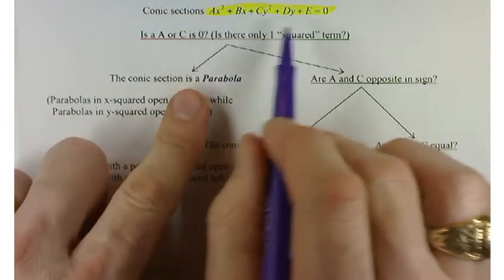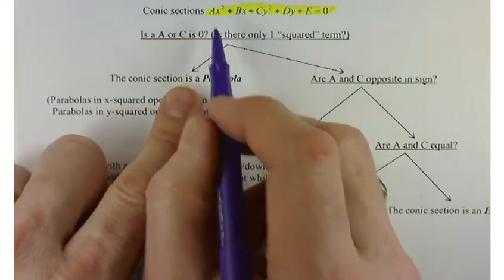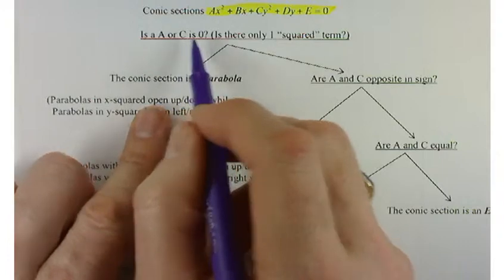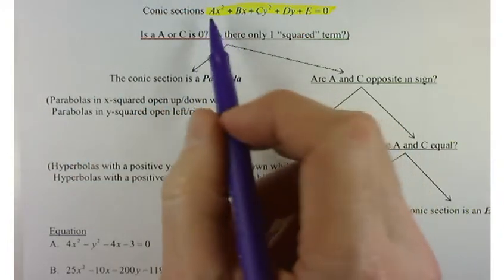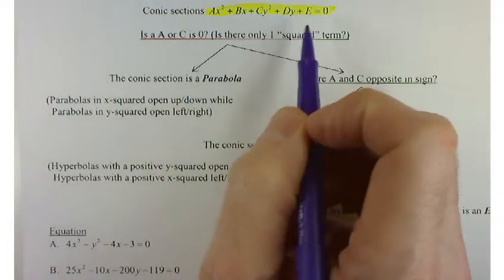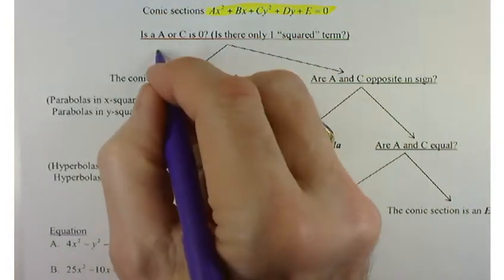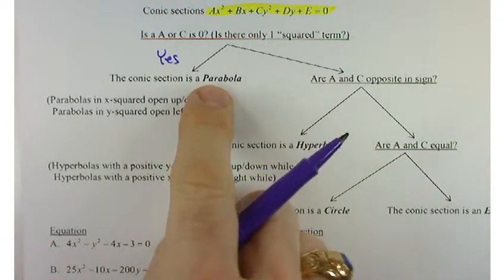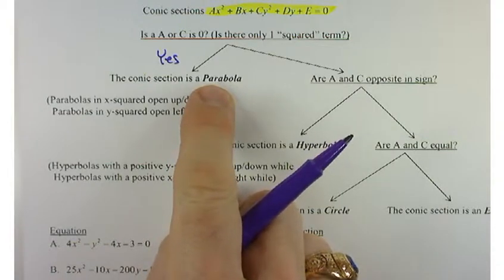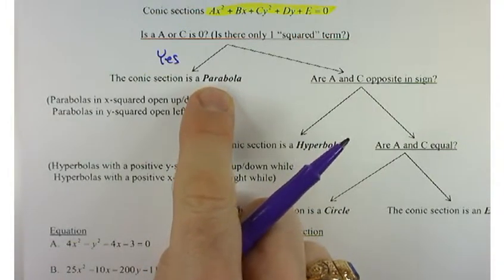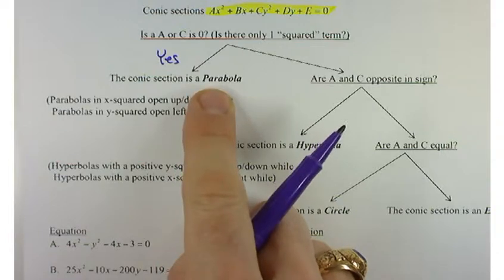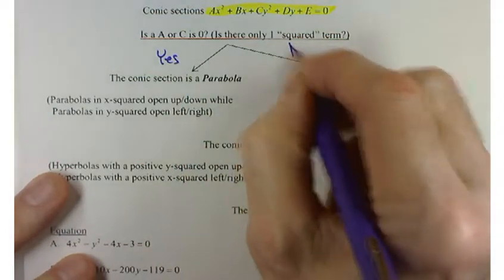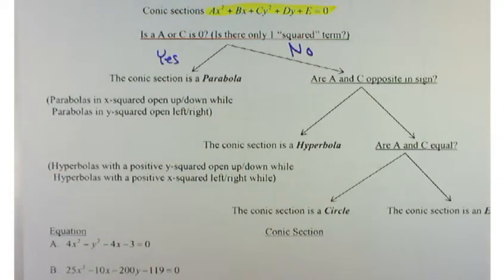And the first one is an easy question. Is A or C 0? Basically, is there only one squared term in your equation? And if there's only one squared term, then it's a parabola. Plain and simple. If you got an x squared term or just a y squared term, and that's the only squared term, then you're looking at a parabola. If not, you got to think a little bit deeper.